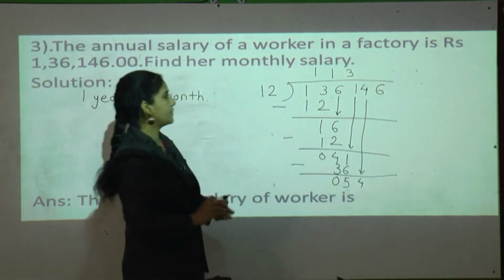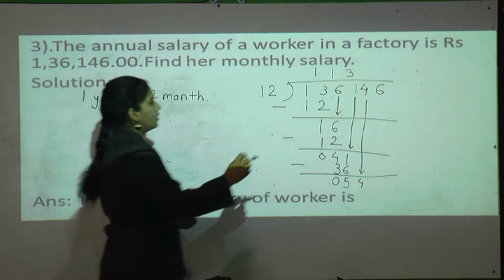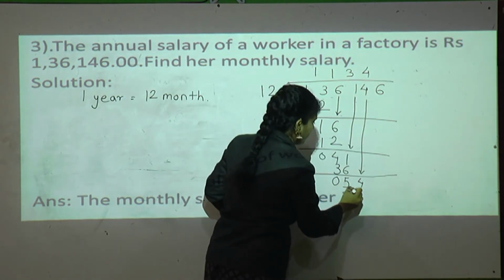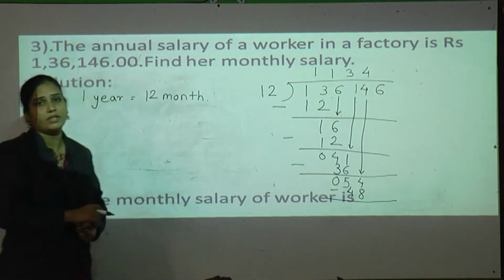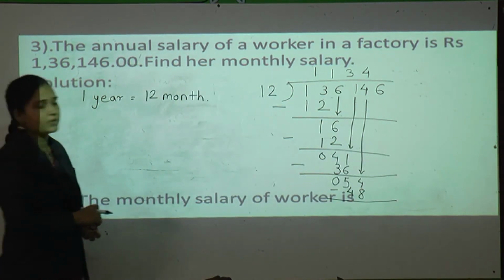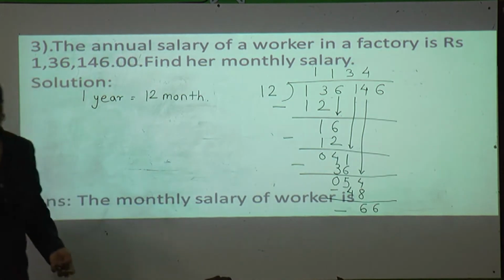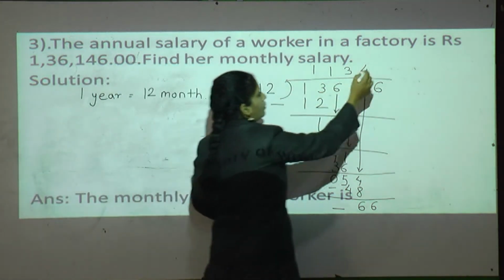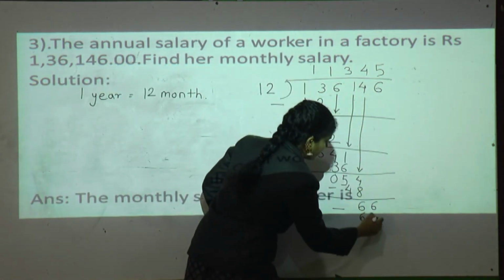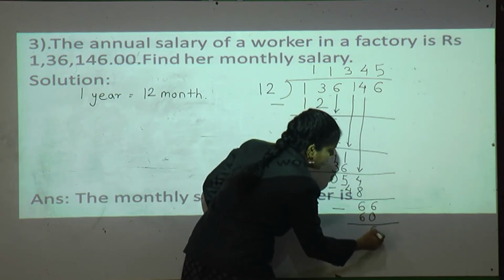Now again tell me students, is 54 in the table of 12? No, so take a less number. So 12 fours are 48. Subtract this 48 from 54, you will get students 6. Again this 66. Now tell me, is 66 in the table of 12? No, so that's why 12 fives are 60, less number than 66. Again this 66 minus 60, you will get 6 here.